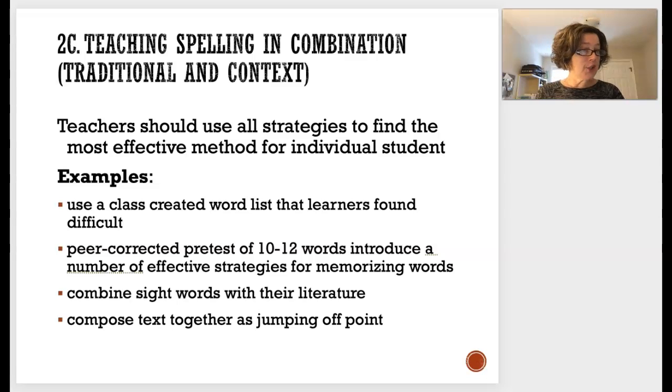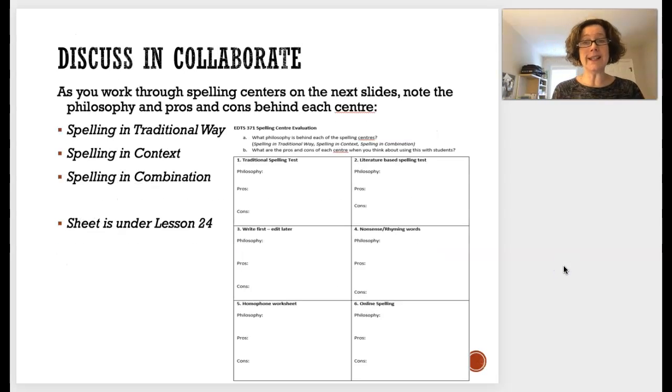Okay, so what we're going to do now is we're going to do this in Collaborate. So do spend some time with this. This is going to hopefully be a little bit shorter of a lecture. I want you to spend a fair bit of time on this next part, because this is what we're going to talk about in Collaborate. As you work through the spelling centers on the next slides, note the philosophy, so which philosophy, and pros and cons behind each center. As always, I want you to link it to what you're seeing in practicum.